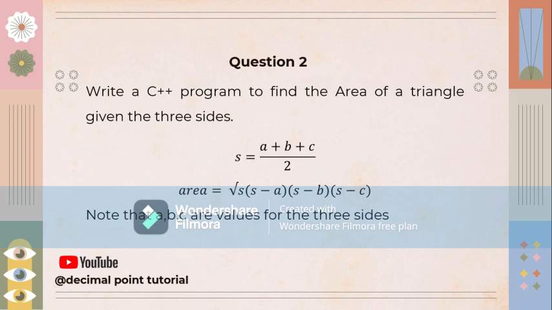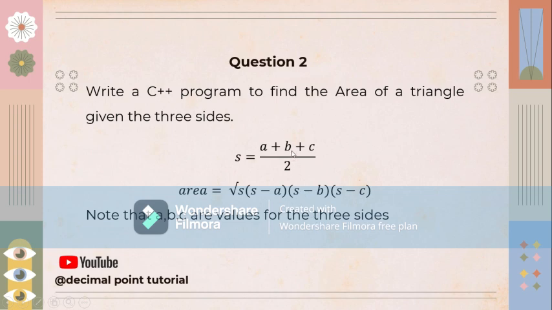We have a question here. It says, we should write a C++ program to find the area of a triangle given the three sides. And the formulas are given as S is equal to (A plus B plus C) over 2, and area is equal to the square root of S into (S minus A) into (S minus B) into (S minus C). Note that A, B, C are values for the three sides.